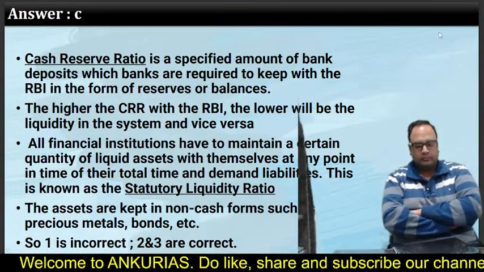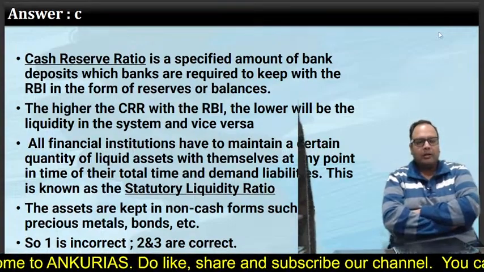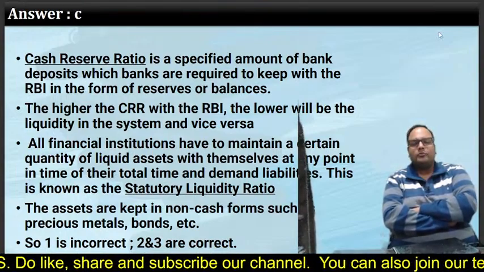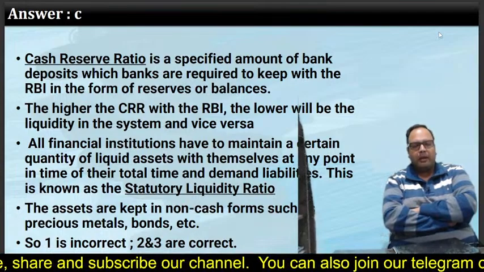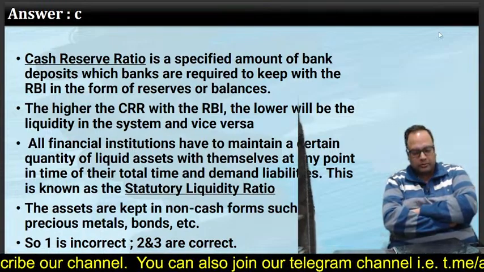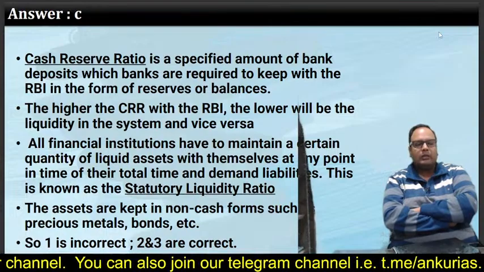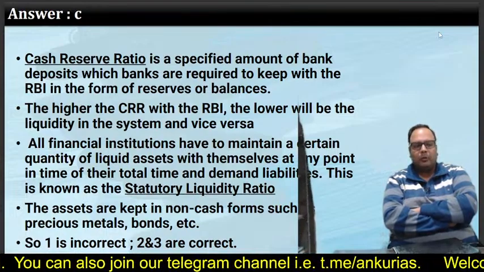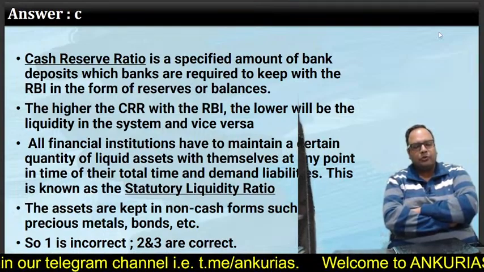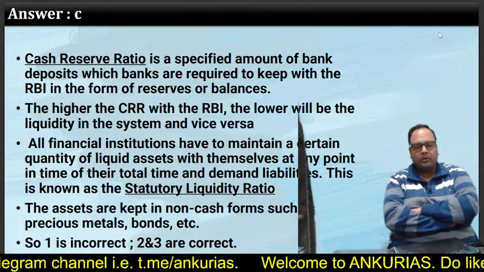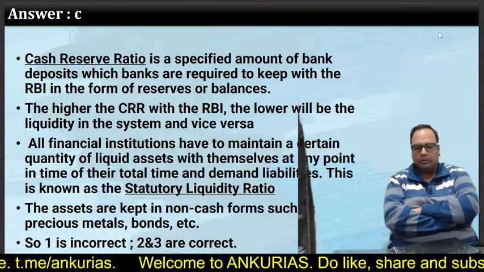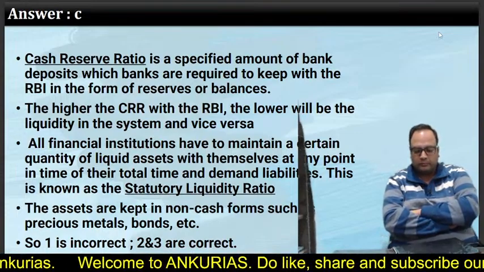Right answer is C. 1 is incorrect, 2 and 3 are correct. CRR is a specified amount of the bank deposit which banks are required to keep with the RBI in the form of reserves or the balances. The higher the CRR with the RBI, the lower will be the liquidity in the system and vice versa. All the financial institutions have to maintain a certain quantity of liquid assets with themselves at any point in time of their total time and demand liabilities. This is known as SLR.